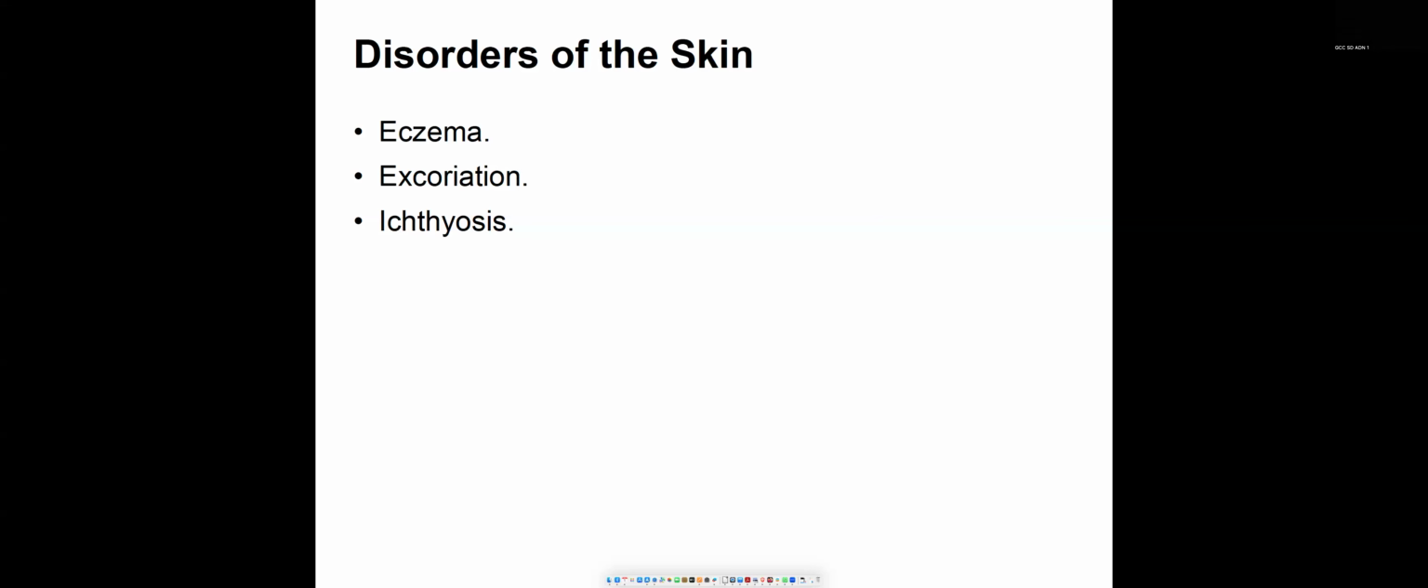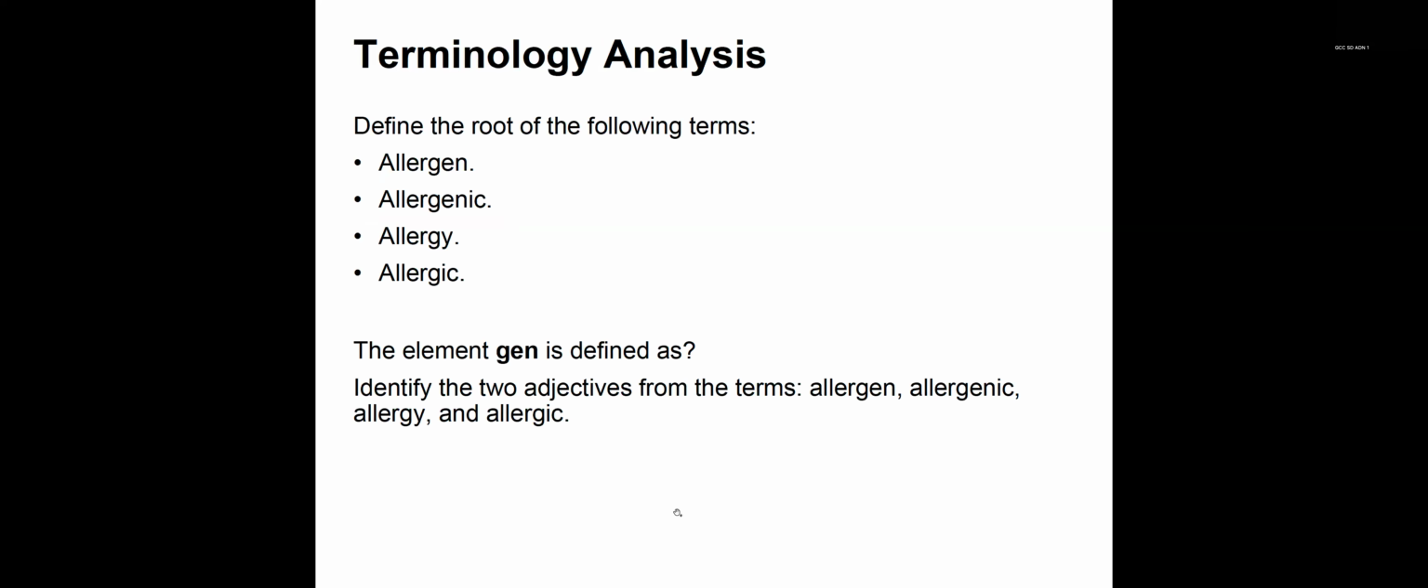Other disorders. You have eczema. Eczema is an itchy red rash that weeps serous fluid, and may become crusted or scaly. Excoriation refers to dry, red, scaly patches. Ichthyosis is an inherited condition of dry, scaly skin. Also, another that's not presented here is allergic dermatitis, which may lead to eczema.